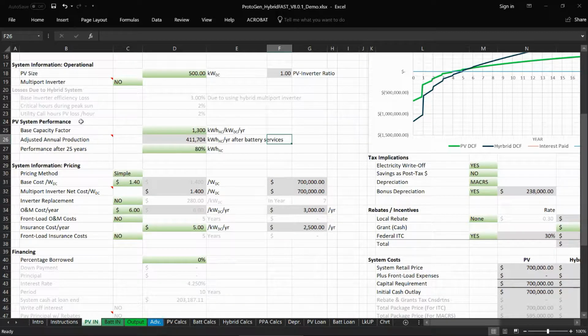After you have your performance factors included in the tool, you move to pricing. As I've touched on briefly earlier with the advanced tab, if you have the pricing method as simple for the PV system, you're going to be looking at a turnkey price that's input right here in this cell. So right now we're showing a price of $1.40 per watt DC.